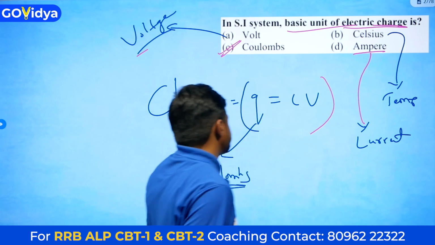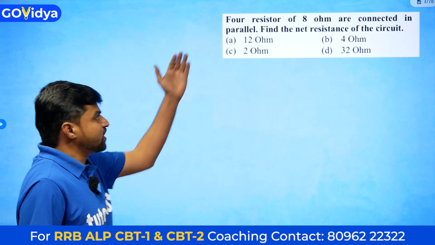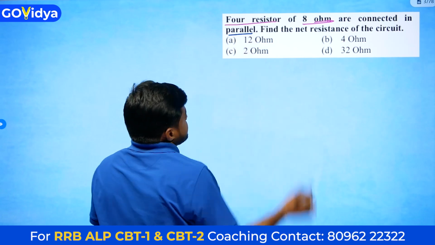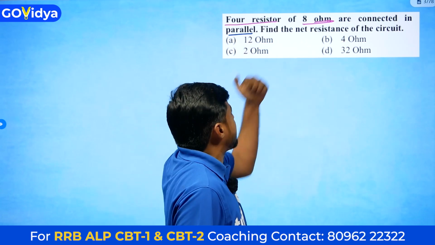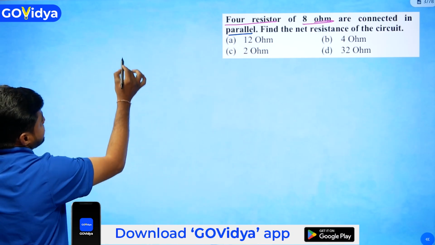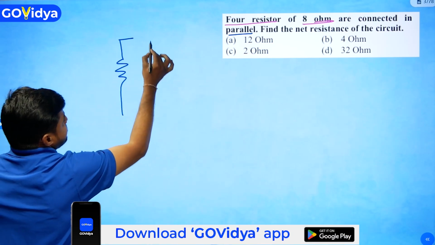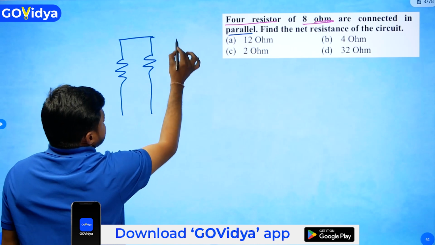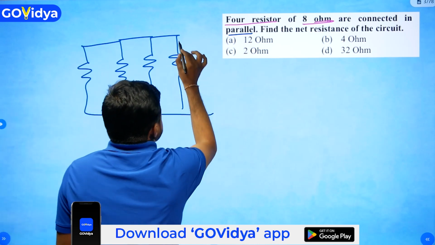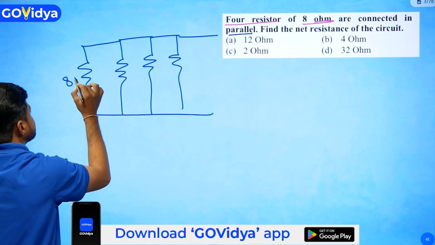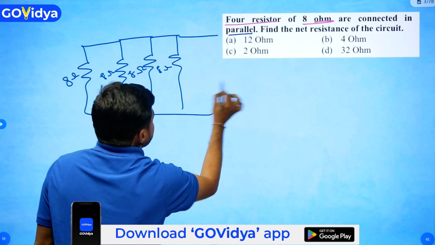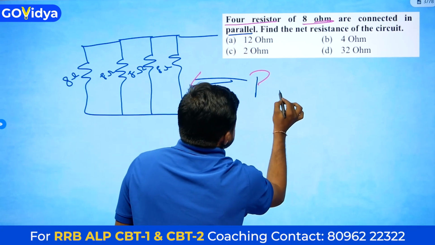Okay, next question, 4 resistors of 8 ohm are connected in parallel. Each is having 8 ohms. Find the net resistance in the circuit. Okay, we have to find net resistance.